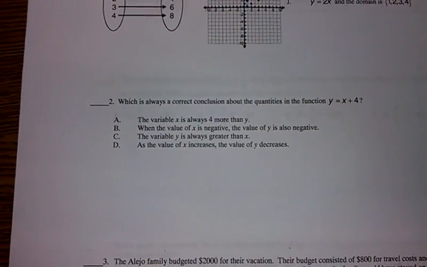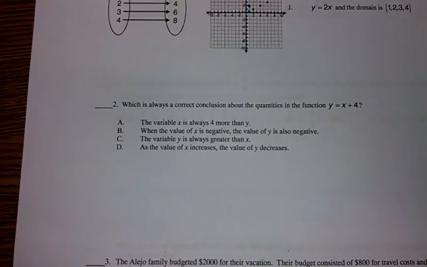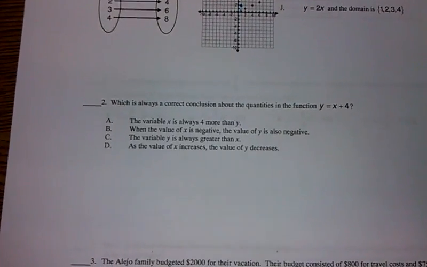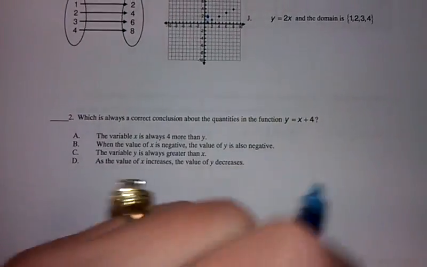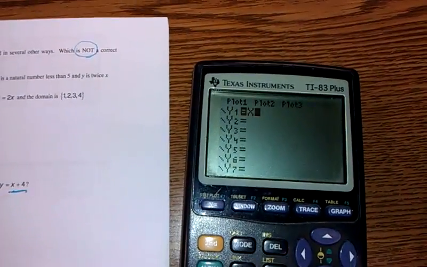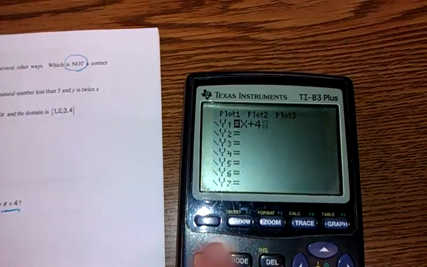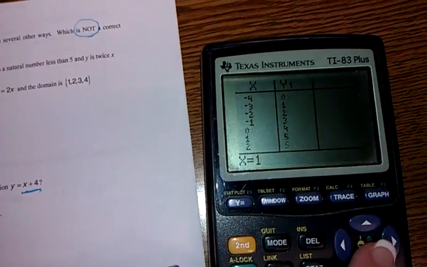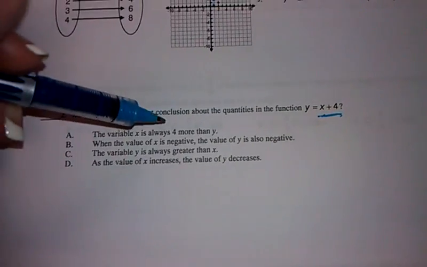The next one, it says, which is always a correct conclusion about the quantities? Well, when you're talking about always, if you can find one thing that makes it not true, then you're good. So I'm going to go and put in my calculator. Anytime I have it, I'm going to go and put in there x. Let me go in here, and I've got x plus 4. Second graph. I would go in, and even if I didn't have a calculator, I would make a table with these points.